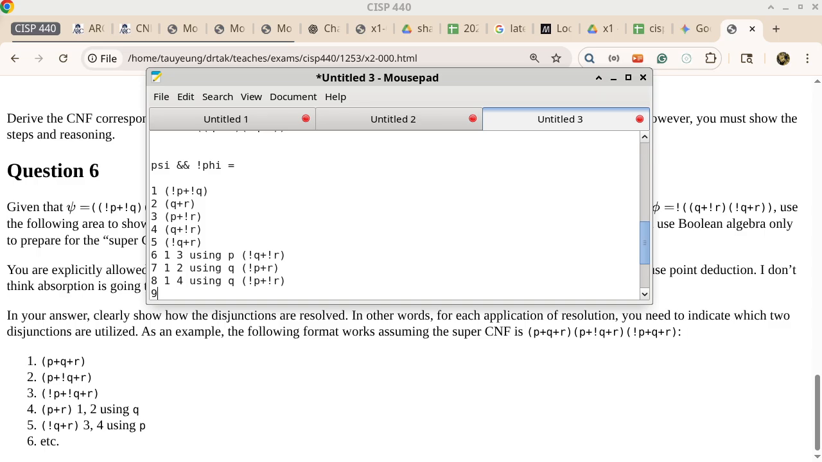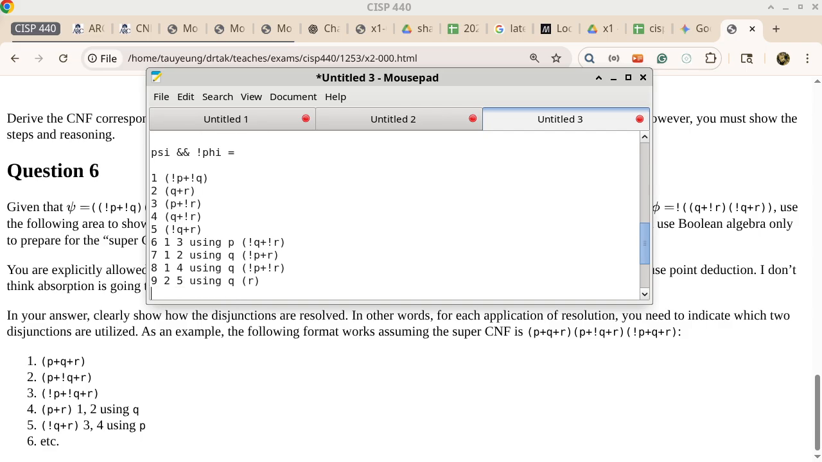Now we can move on to number two. Number two mentions two variables. The first one is Q. Who has a not Q? Five has a not Q. Six also has a not Q. So we'll do five first. This is not necessarily the quickest way to do it, but it is the most systematic way of doing it. So 2, 5 resolves to R or R, which is just R.